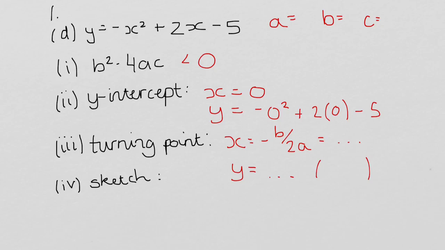Now finally you're asked to sketch the graph. The important thing to notice here is the coefficient of x squared is negative. So that therefore means that your parabola is going to be negative. So it's going to be that shape.